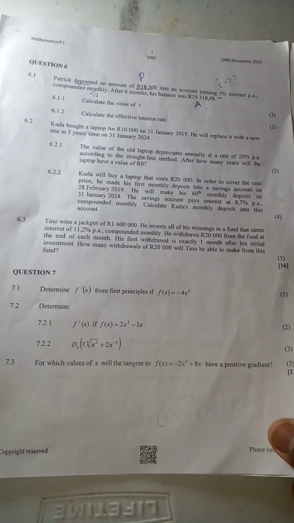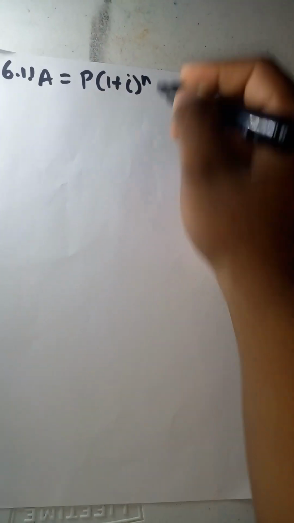The first question says calculate the value of R. So they want the value of R. I have already told you which formula you are going to use. This is 6.1.1.1. We know that you're going to use A equals P times (1 plus i) to the power of n. But already we have the value of A and P, and the value of n.